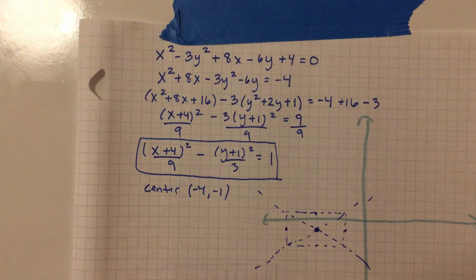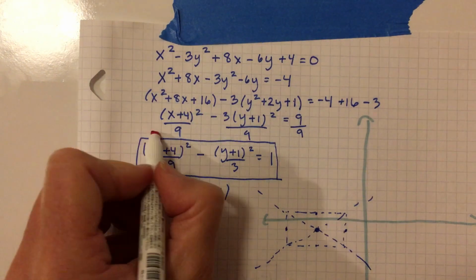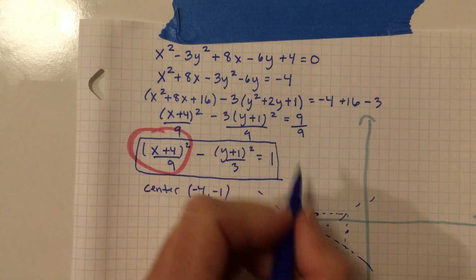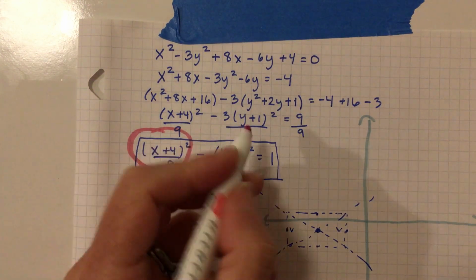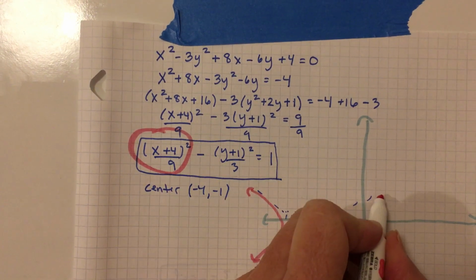Okay, all right, and then again, make sure you're really careful about this part. This is what determines the shape. Since x is positive and x is first, it makes this a vertex and this a vertex. So our shape is going to be this direction, like this.